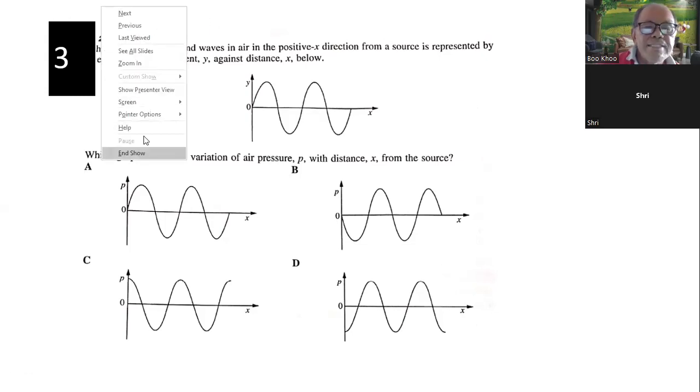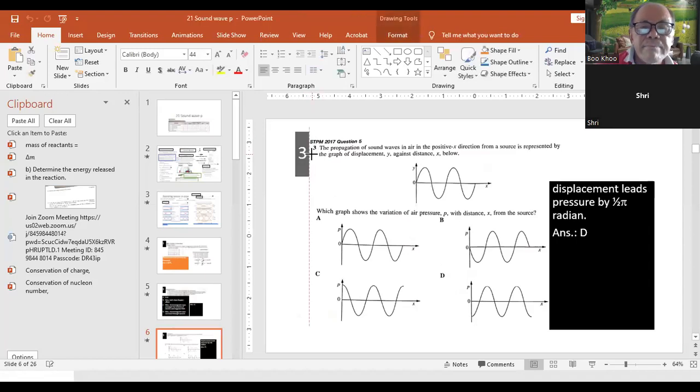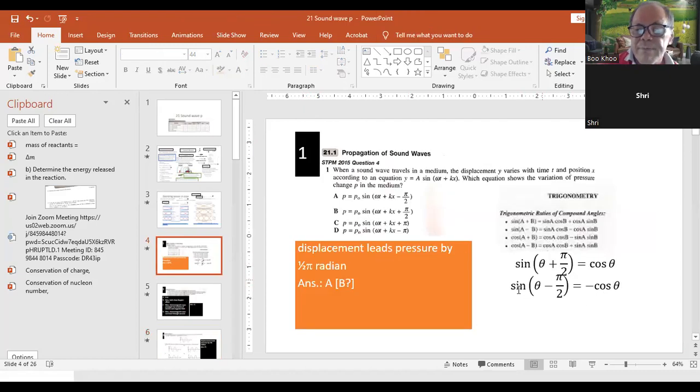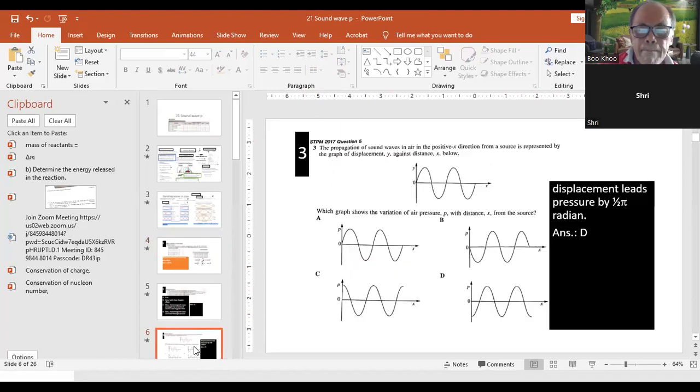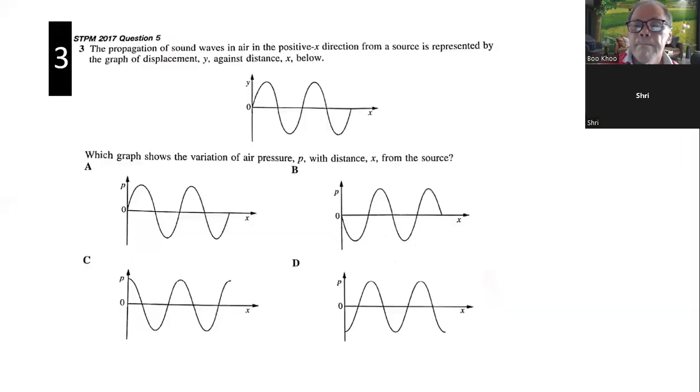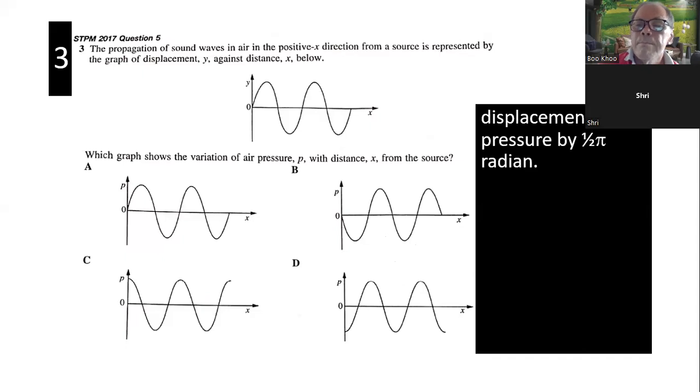If you choose A means it's leading. That's the reason why I give you the equation there. It's a minus cos graph. The key to remember: displacement leads pressure by half pi radian. So you look at that point, same point here and same point here. That one, displacement leads that. That's how you look at it. So correct. B.